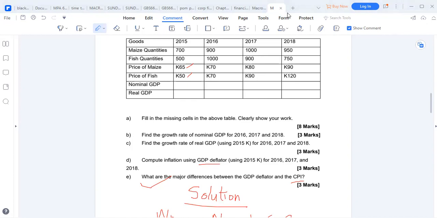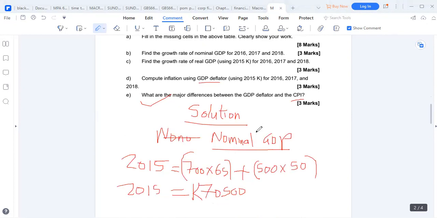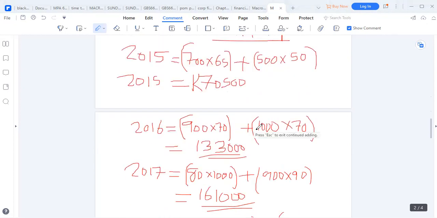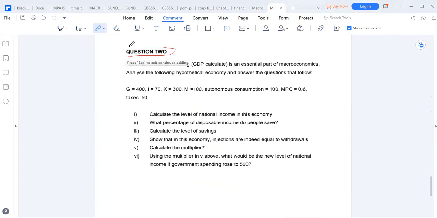All right, so we now need to look at the other component, which is part B, where we're looking at calculating the variables based on the information that has been given on question 2, where we are looking at the national income accounting. That is an essential part of the macroeconomics that we're looking at.